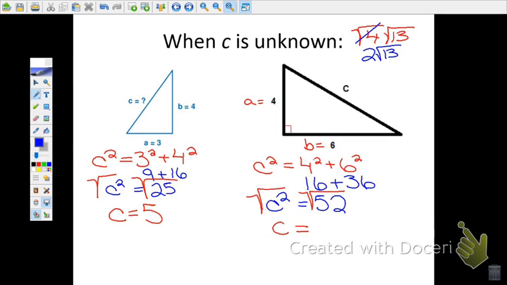If I'm going to do the factor tree, what are any two factors of 52? 4 and 13. Factors of 4? 2 and 2. So I'm looking for pairs. I've got a pair of 2's, so a 2 comes outside. The 13 stays inside. So either way, I get that same answer of 2 square root of 13.